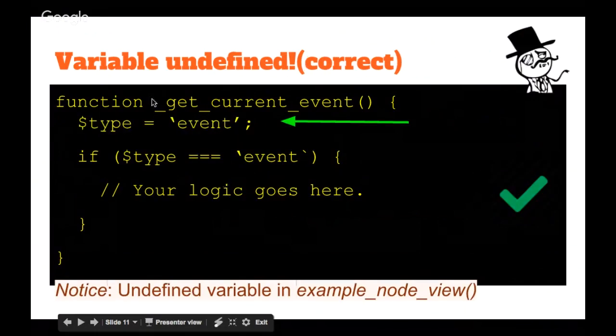And this is the correct way. Here is the function, and you will see here the variable type that is declared. So we have to declare all variables that are inside a function, as you can see here. And now PHP doesn't complain anymore, and it passes.